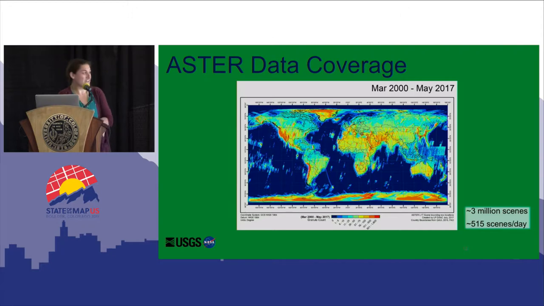Okay, so ASTER data coverage. Here's a map of the coverage from March 2000 to May 2017 that contains less than 20% cloud coverage. So you can see we're definitely covering a lot of land surface on the Earth. And you may notice that some of these areas, particularly the orange areas, have been covered more frequently than others.